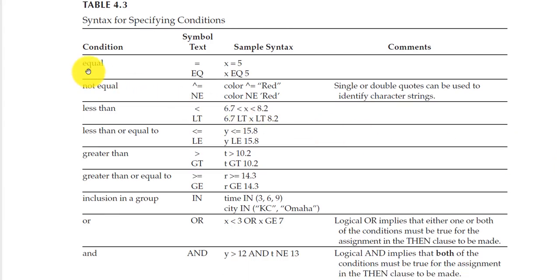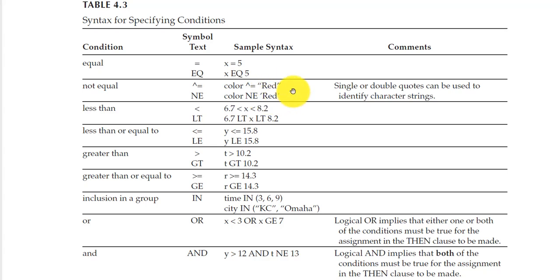So equal. If x equals 5, easy enough. There's also a text equivalent, the EQ. It doesn't have to be uppercase, but remember, consistent with my notation in the rest of the book, SAS commands are uppercase, or SAS syntax. Not equal to, there's the caret and an equal sign.